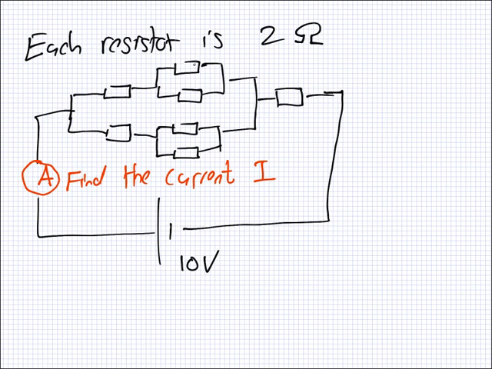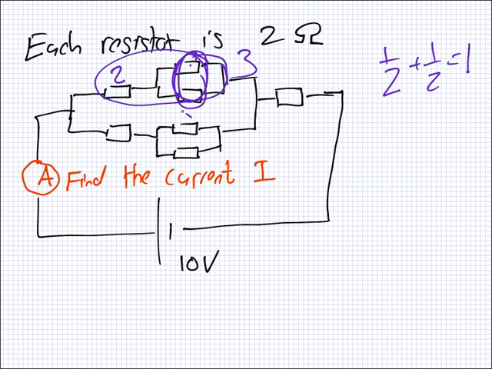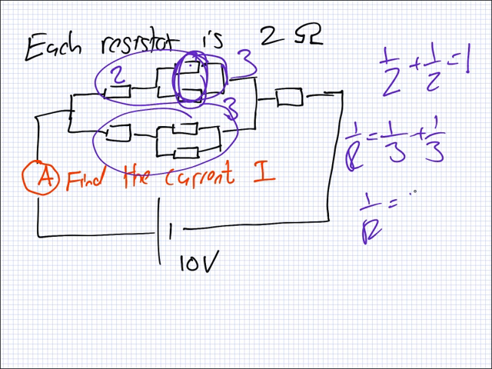Okay. Well, look, we'll add these two together first. So that's 1 over 2 plus 1 over 2, which equals 1. Doesn't it? So, that's a 1, and that's a 2. So up here is 3. And this is the same, so this is 3. So 1 over 3 plus 1 over 3 equals 1 over r. So 1 over r equals 2 over 3. So r is 1.5.